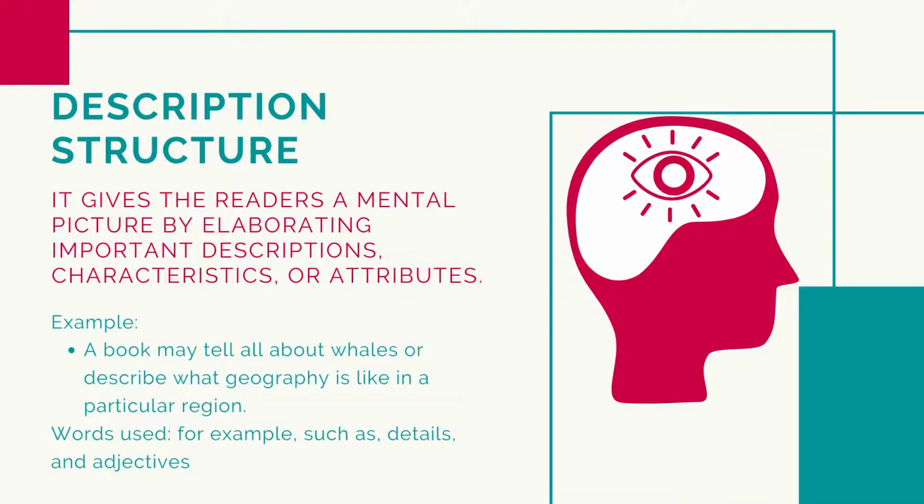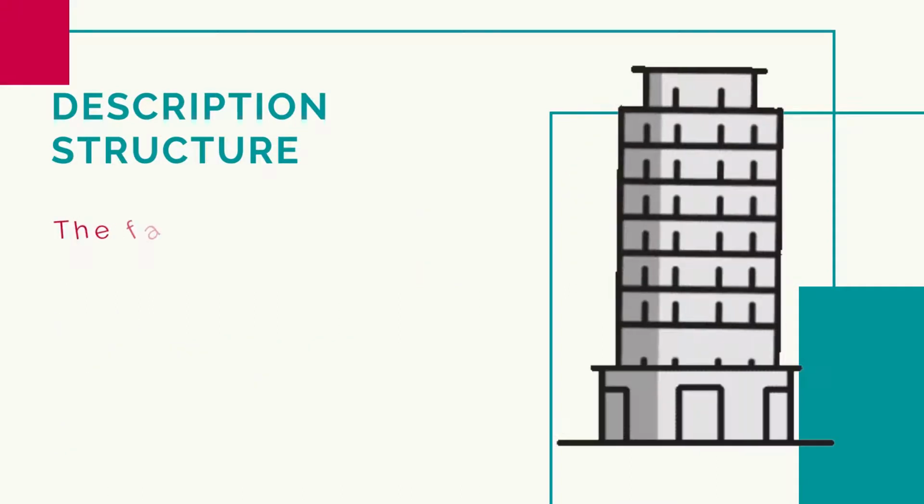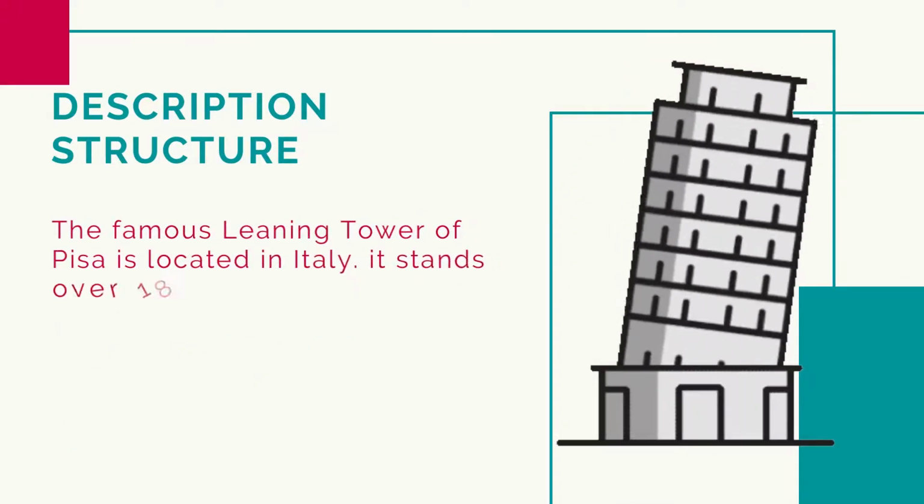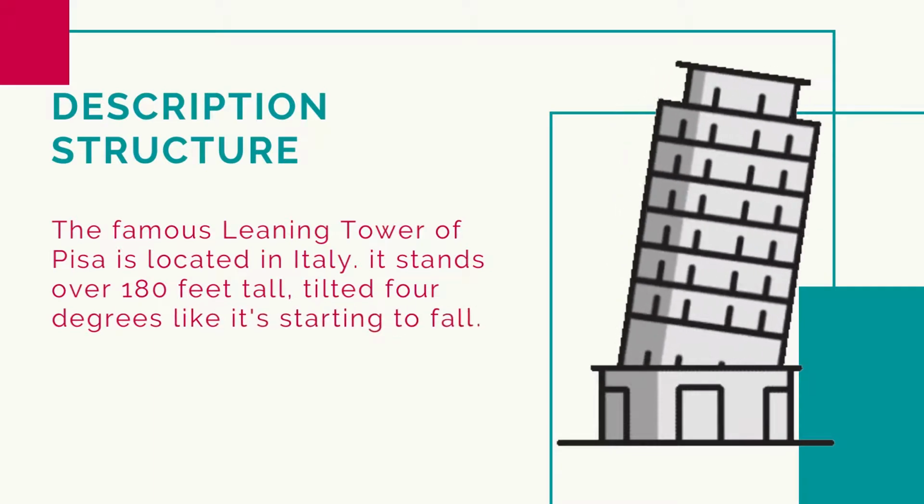Description structure gives the readers a mental picture by elaborating important descriptions, characteristics, or attributes. It is concerned with the explanation of persons and things in space. For example, a book may tell everything about whales in terms of appearance and size. Another example is it can describe what geography is like in a particular region. Is it plain land, mountainous, grassy, etc.? To give a clearer picture, examples are given preceded by phrases like such as. Look at this example. Read it and identify the characteristics of a text pattern evident in this excerpt.